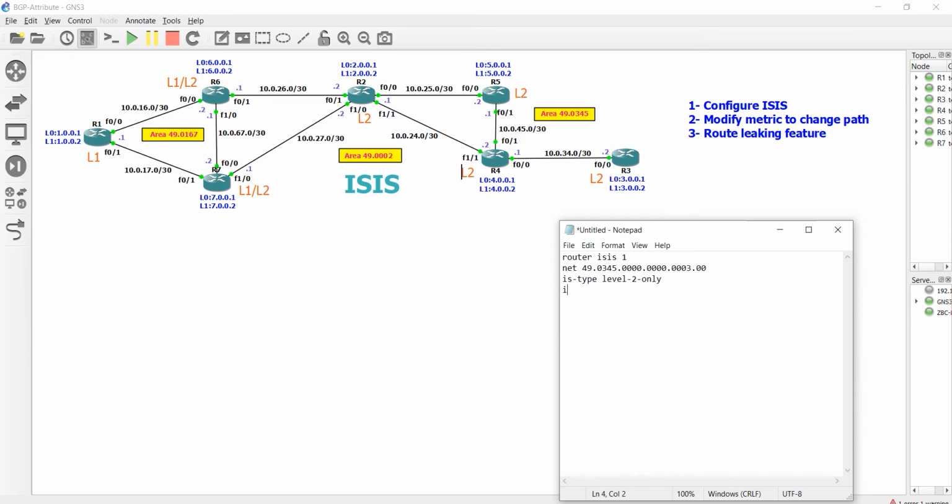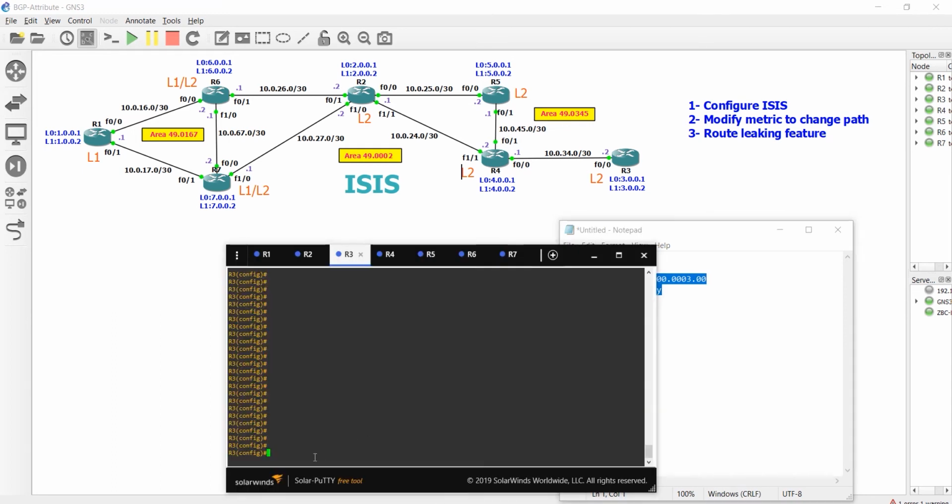and should write interface range. And which range we have? I don't have any range here. I have only one interface and IP router ISIS number 1. Yeah, it's enough. And copy and paste here. Okay, guys.